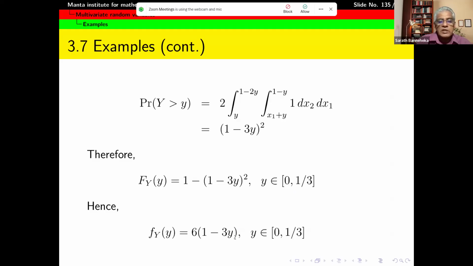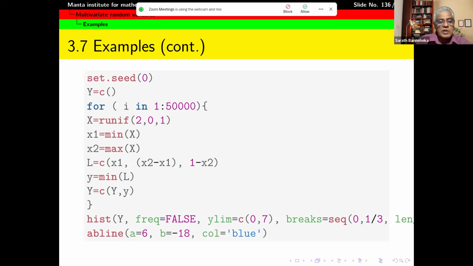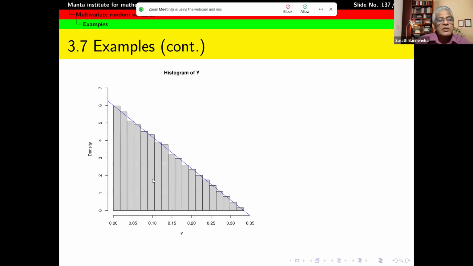I also draw the theoretical density. This is a linear function in Y, so you get 6 minus 18 times Y. The intercept is 6, and the slope is negative 18. I can draw that by giving this expression here, abline, with a equal to 6 and b equal to negative 18, where b is the slope. When I do that, you can see that this is the density coming from the simulated data, and this is the theoretical density function. You can see that they are pretty close.